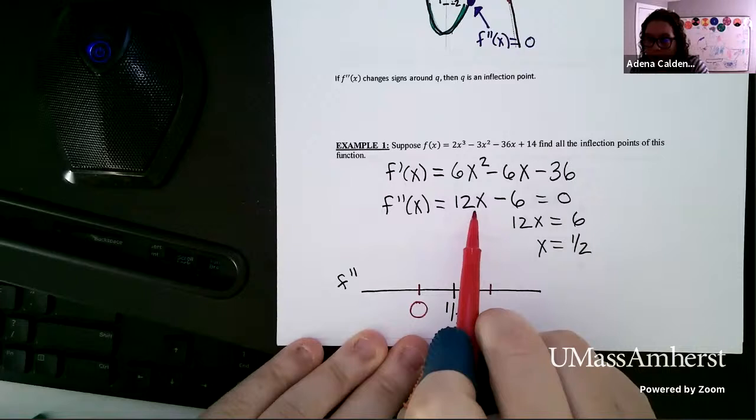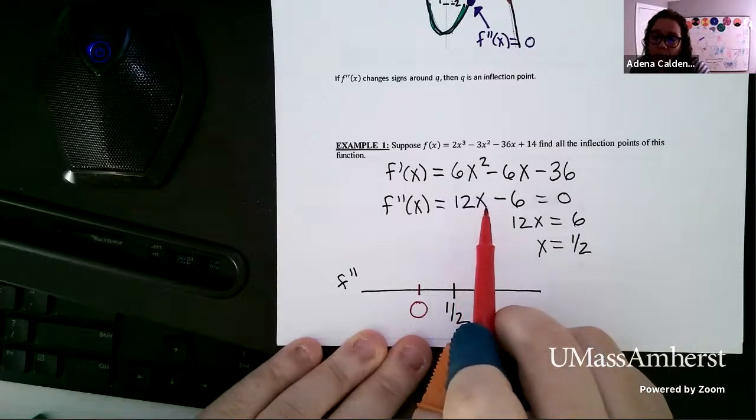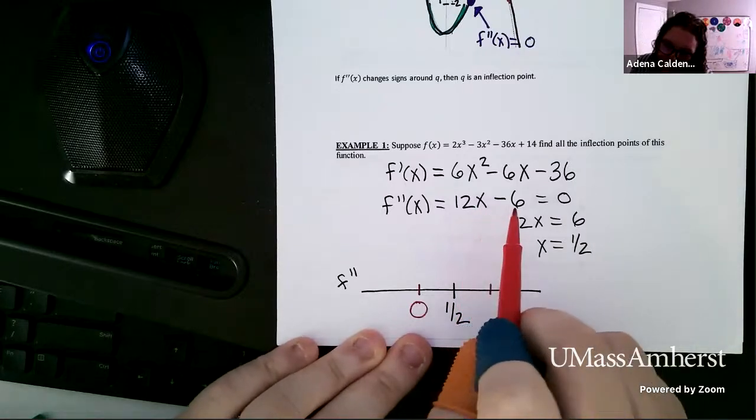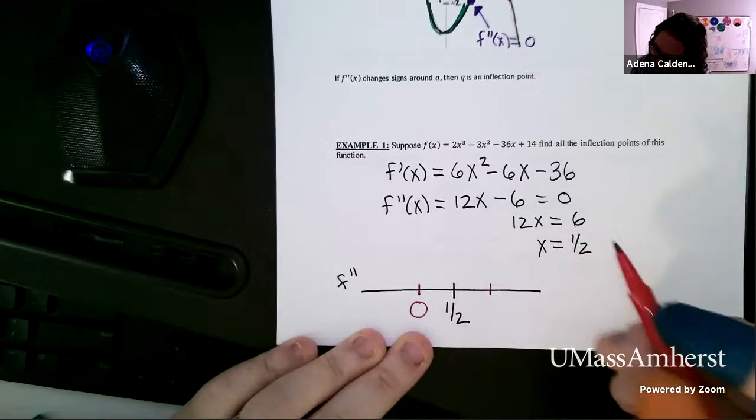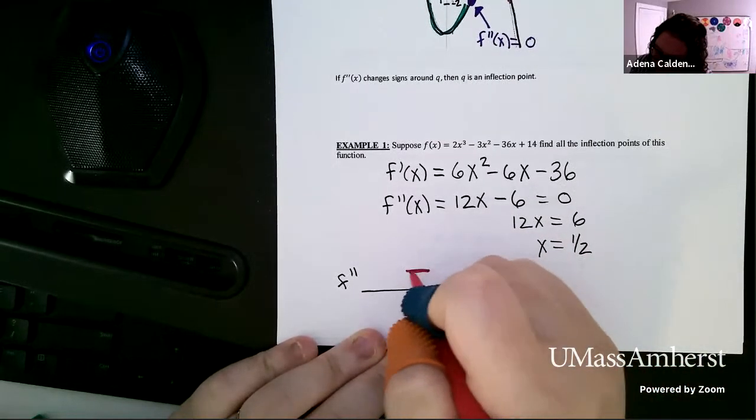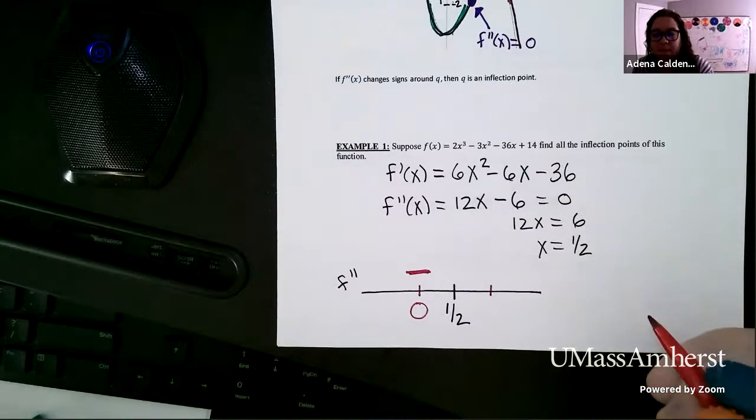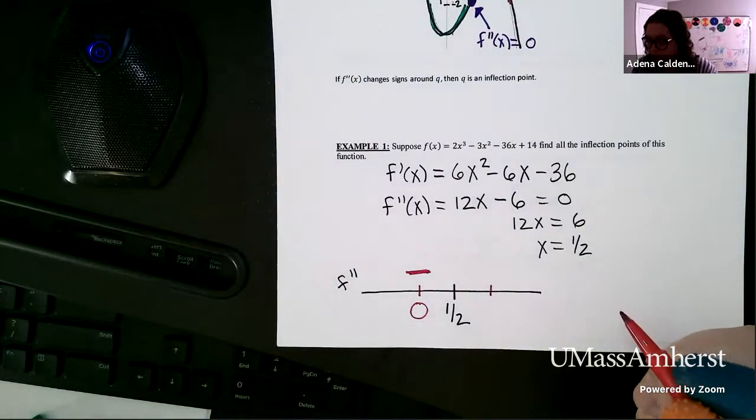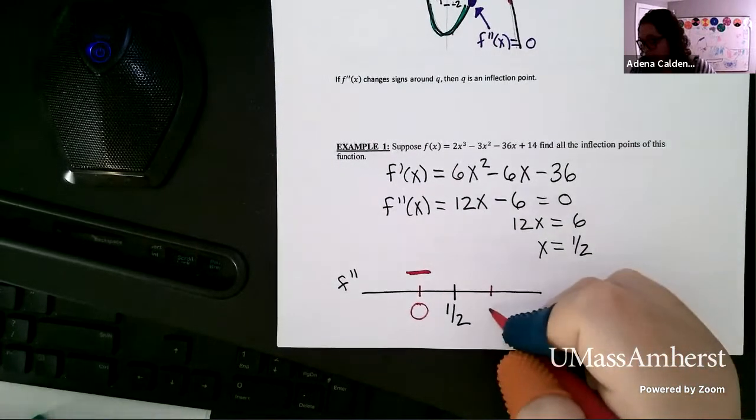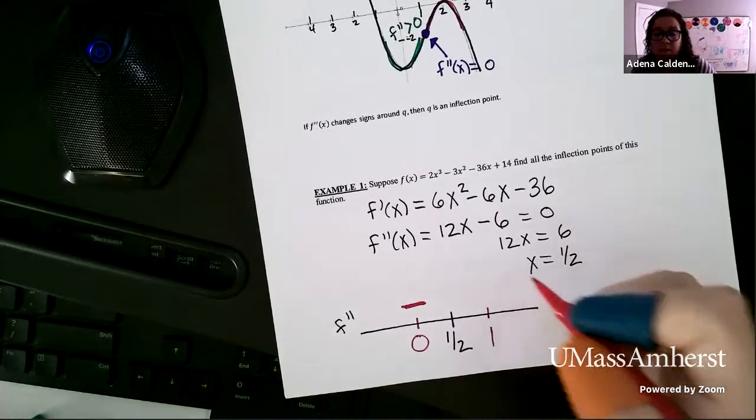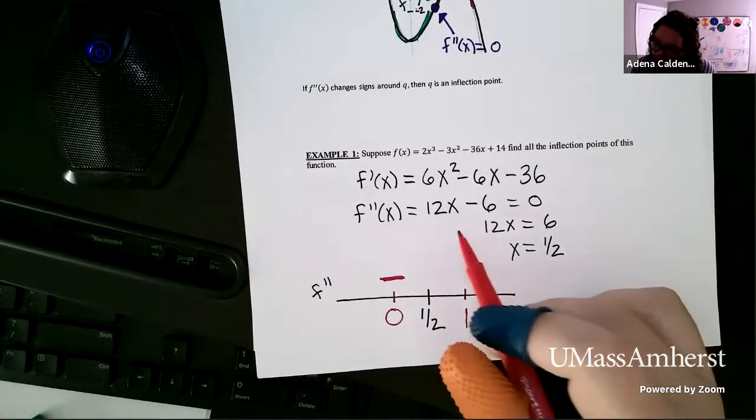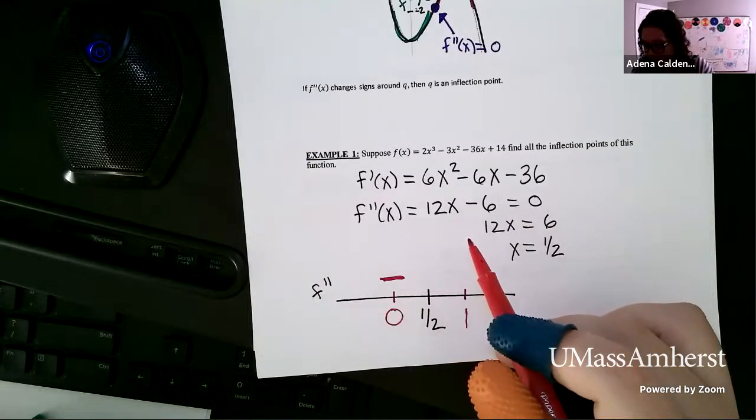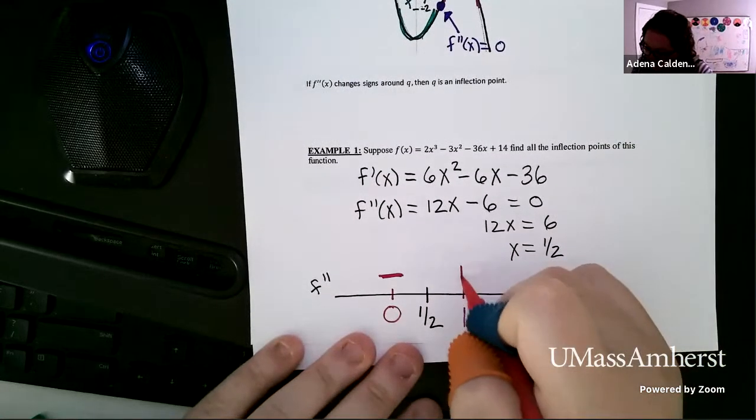If I plug a 0 into my second derivative, I have 12 times 0, which is 0, minus 6 gives me negative 6. So the 6 doesn't really matter. What matters is the sign. I know it's negative here. I also want to pick something to the right. So I'm going to pick a test value of 1, just because it's easy to work with. 12 times 1 is 12. 12 minus 6 is positive 6.